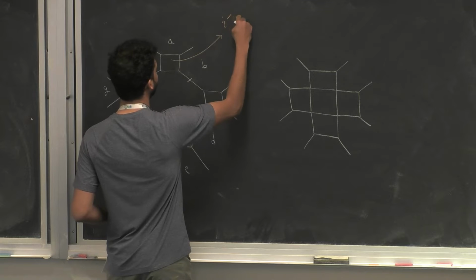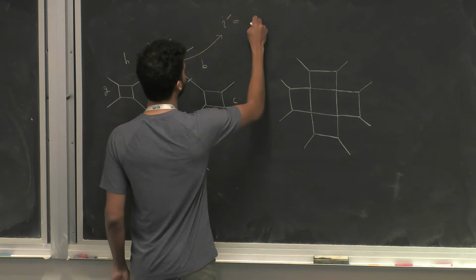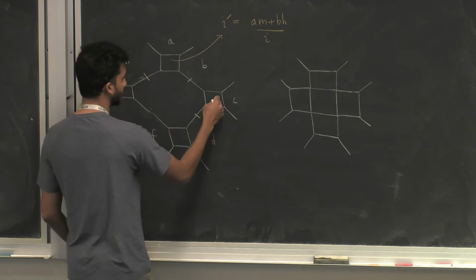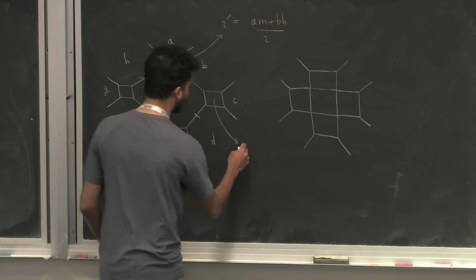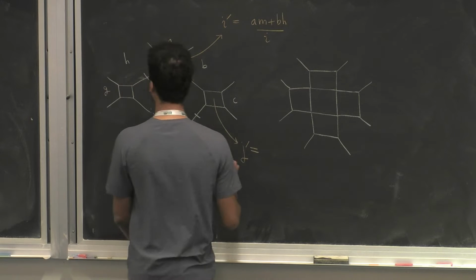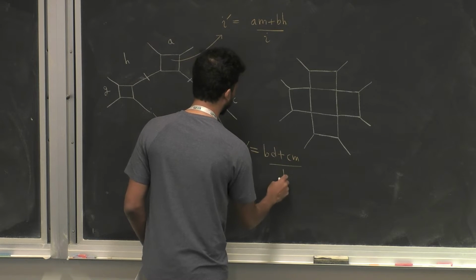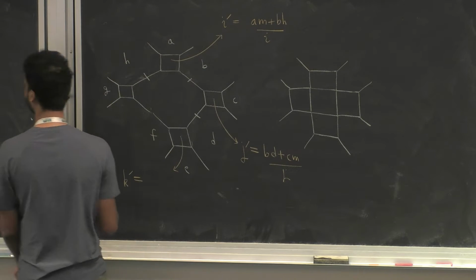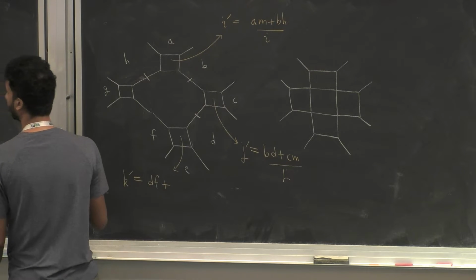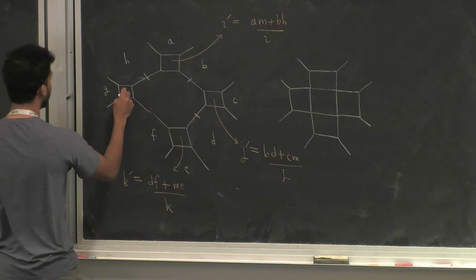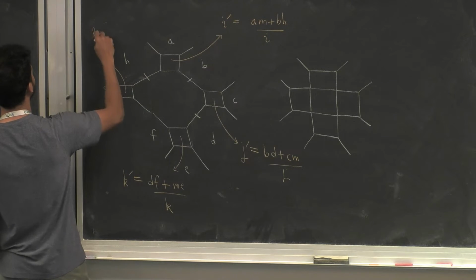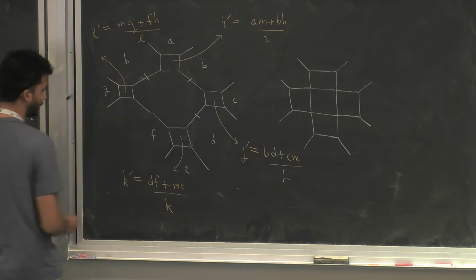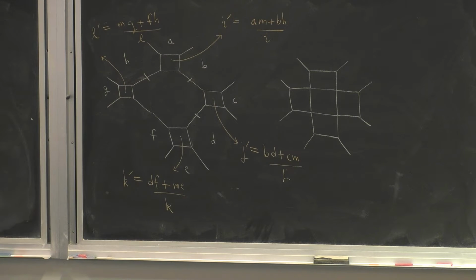So this is going to be I prime, which is (AM plus BH) over I. This is going to be J prime, which is (BD plus CM) over J. This one's going to be K prime, which is (DF plus ME) over K. And this is going to be (MG plus FH) over L. Once I did this first round of mutations, I get these cluster variables.